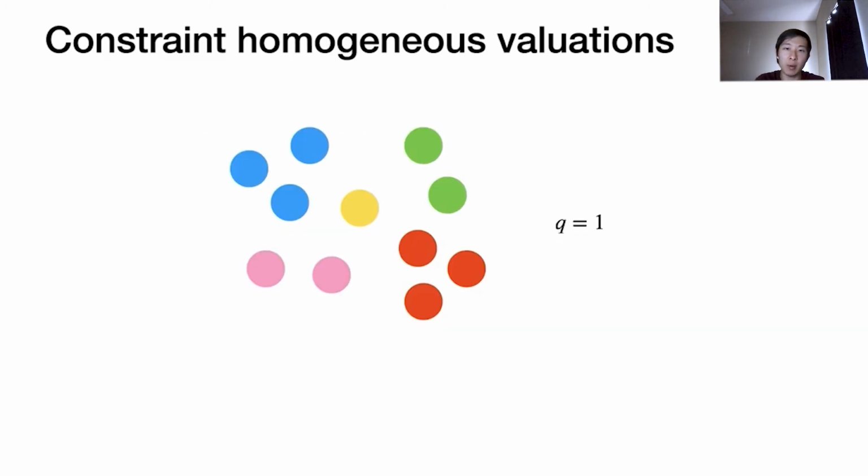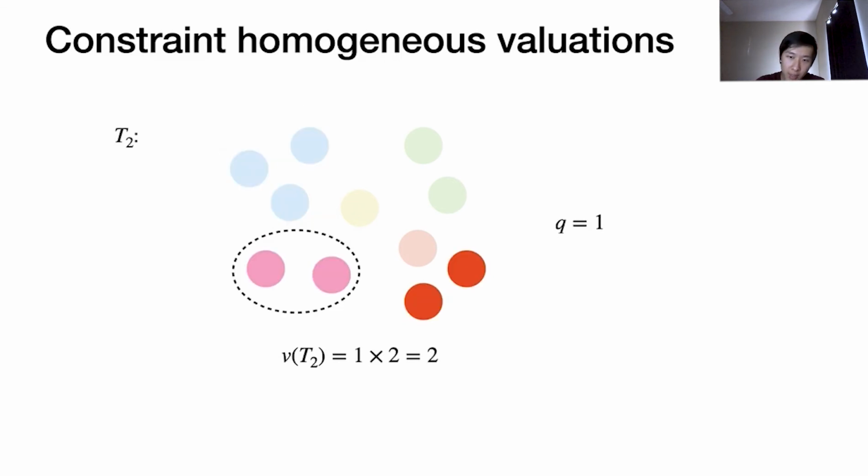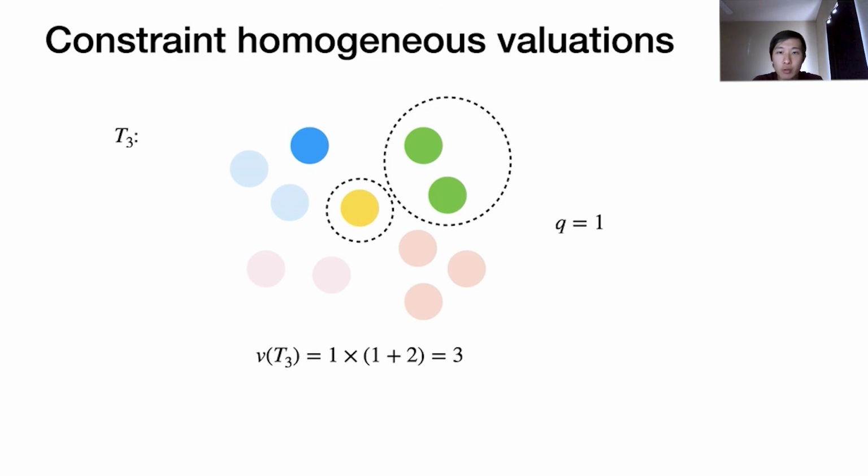So let's see some examples. Here's one constraint homogeneous valuation with maximum bundle size 3. Every color stands for a bundle. Now let's look at the highlighted items and consider their value. So for example, T1 here with 3 items has value 3 because it's precisely the blue bundle of size 3. T2 with 4 items has value 2 because it covers the pink bundle completely, but not the red bundle. It intersects with the red bundle, but does not cover it. So the value of T2 is 1 times 2 equal to 2. And T3 with 4 items has value 3 because the green and yellow bundles are contained in T3, but not the blue bundle.